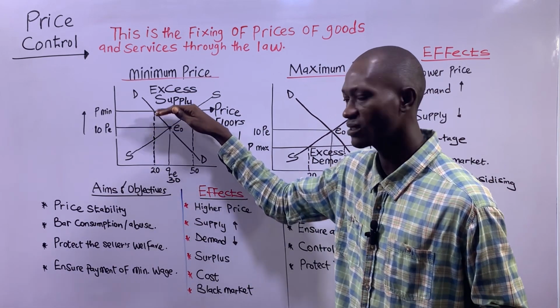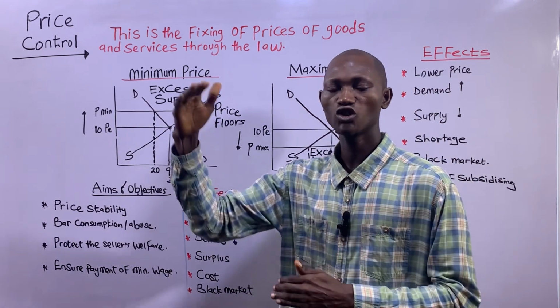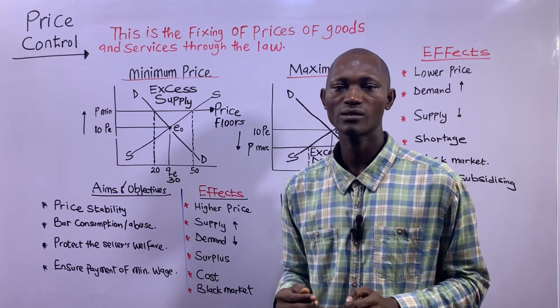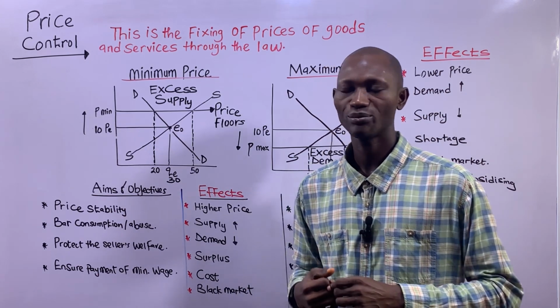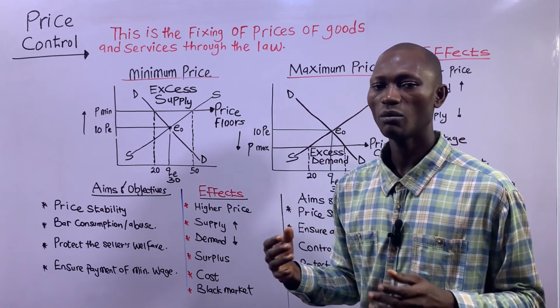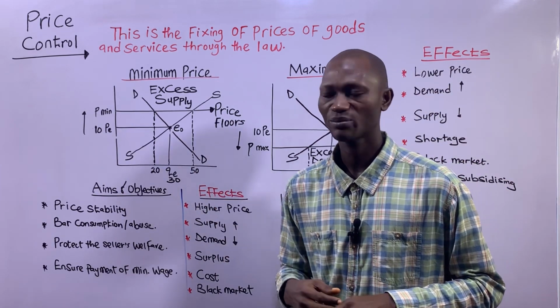So the government is setting the pace by saying everyone should be able to pay this minimum wage, and we have set the pace for you all to follow. So minimum wage policy is a good example of price floors.